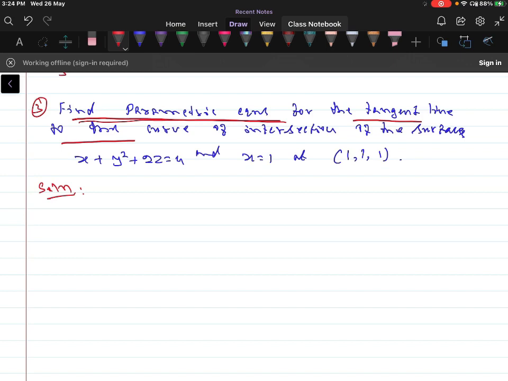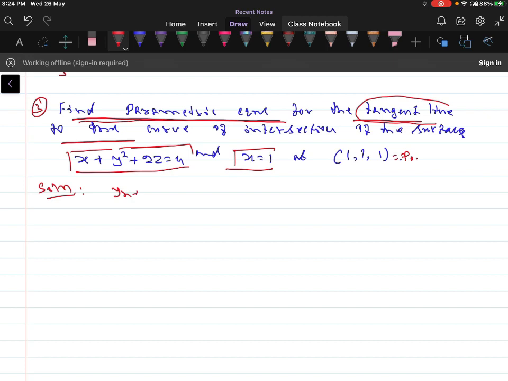So we'll consider another problem. Find the parametric equation for the tangent line to the curve of intersection of the surface x plus y square plus 2z is equal to 4 and the plane x equal to 1 at the point 1 comma 1 comma 1. So that is p naught. Let us move to the solution. It is similar to the previous problem.